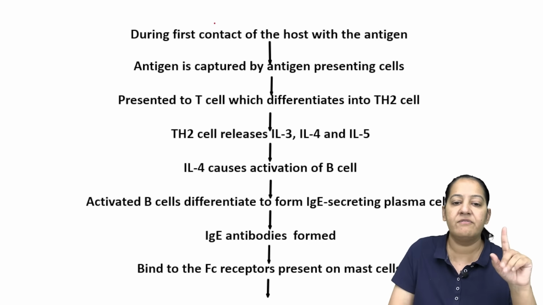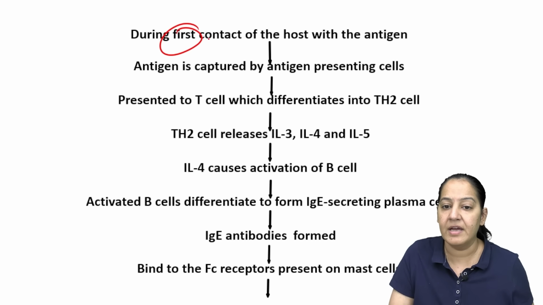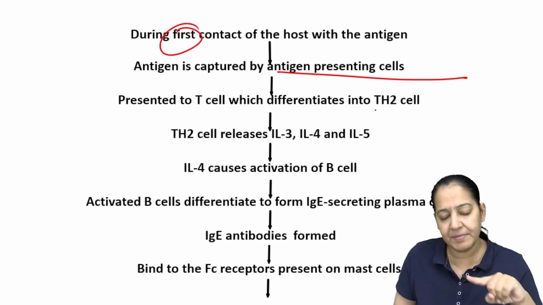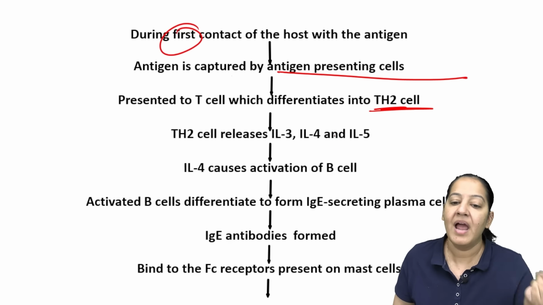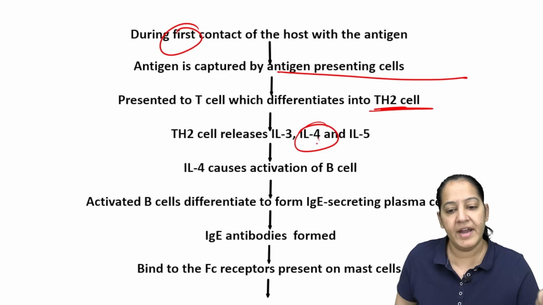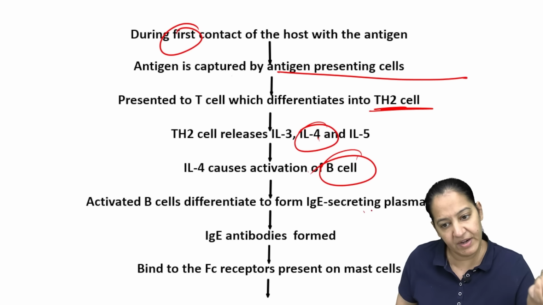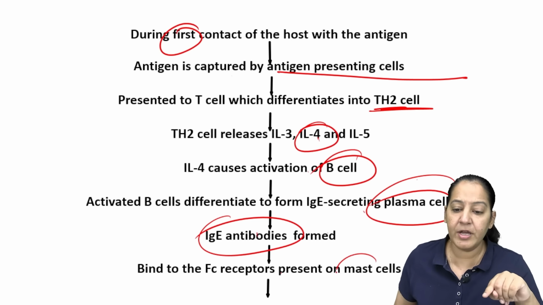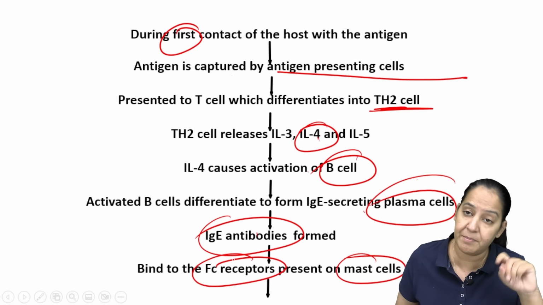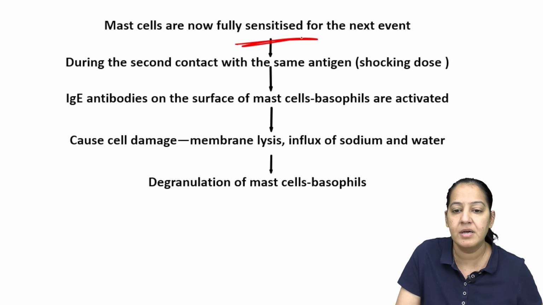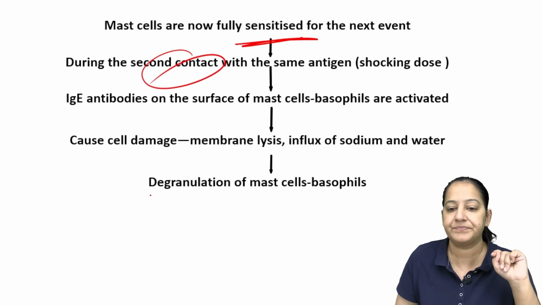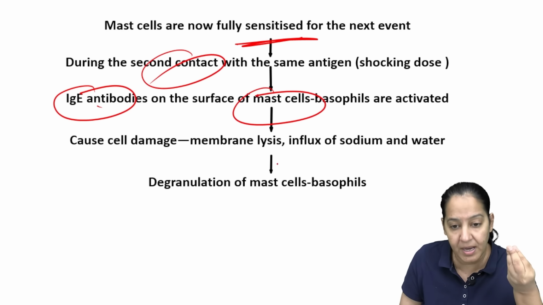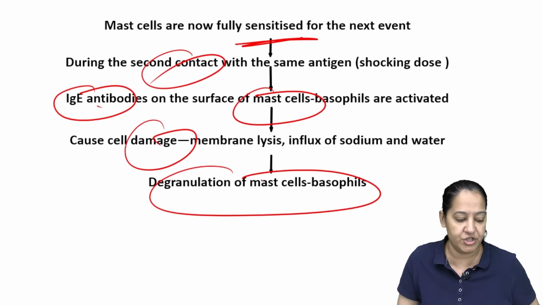The same thing is written here. When the antigen enters the first time, it is taken by the antigen presenting cell. The antigen presenting cell takes it to helper Th2. Helper Th2 secretes interleukin 4. Interleukin 4 stimulates B lymphocyte. B lymphocyte converts into plasma cell. Plasma cell will form IgE antibodies. IgE antibody goes to the mast cell and binds with its Fc fragment on the mast cell. This is known as sensitization. Now the same antigen enters second time. It will directly go to the IgE antibodies present on the mast cell. The mast cell will burst, and this is degranulation of mast cell.